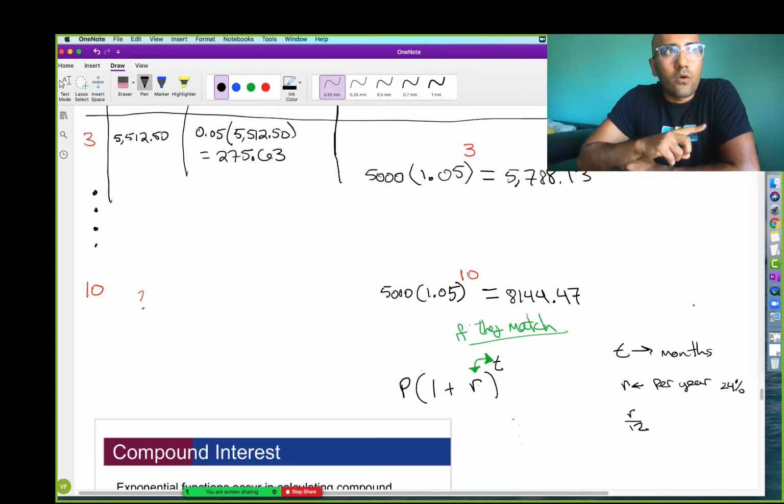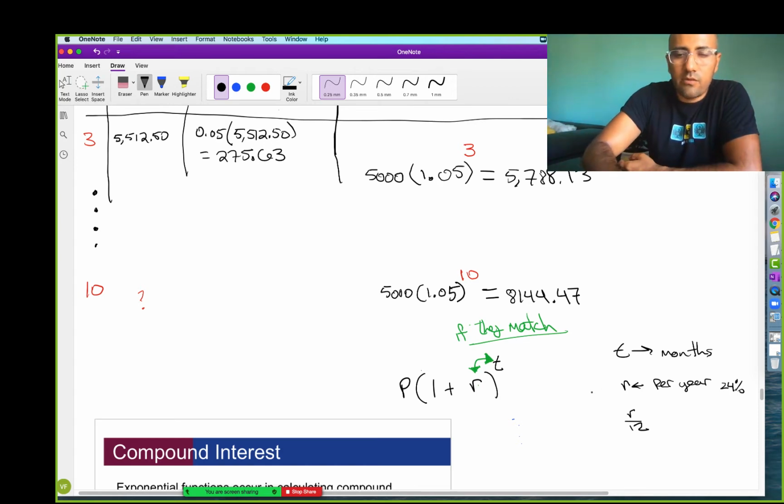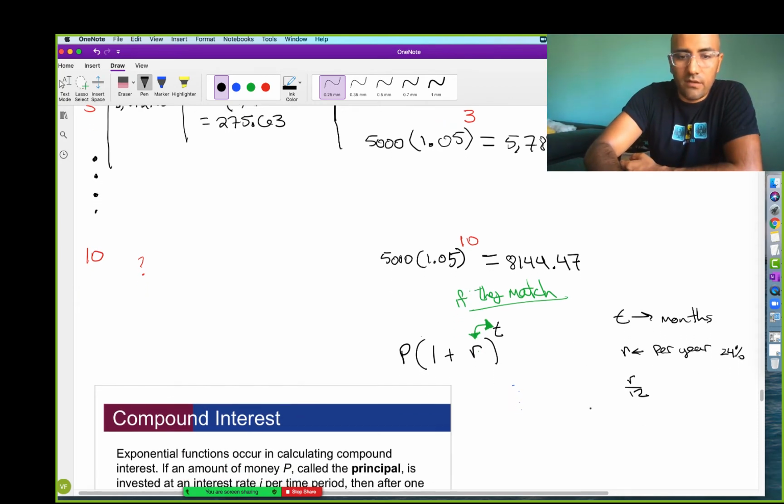Okay. So what matters is how often this interest is going to be compounded. Does that make sense? Even if the rates match, if they're telling you that the compounding happens more often than once a year, then you have to make them match the time frame in which they compound. Good. Any questions about what I've said so far?